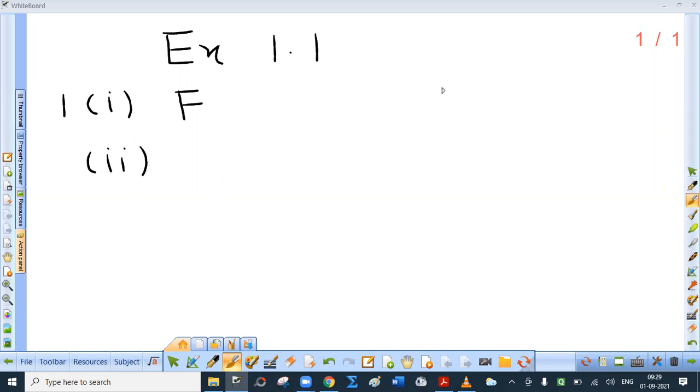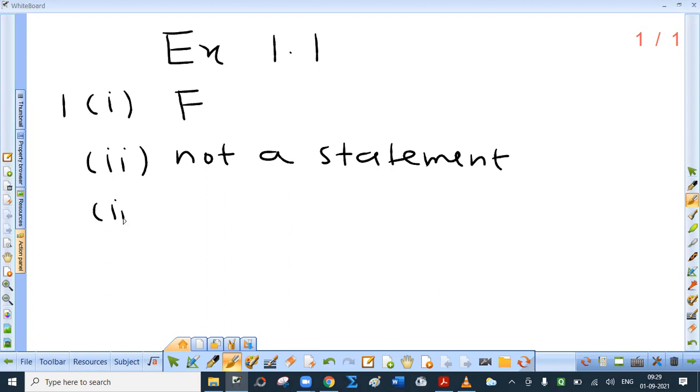Next one, number 3: Close the door. Is it difficult? It is not a statement. So, what is the answer for the third one? It is an imperative sentence. Don't write imperative statement; write that it is an imperative sentence. Hence, it is not a statement.